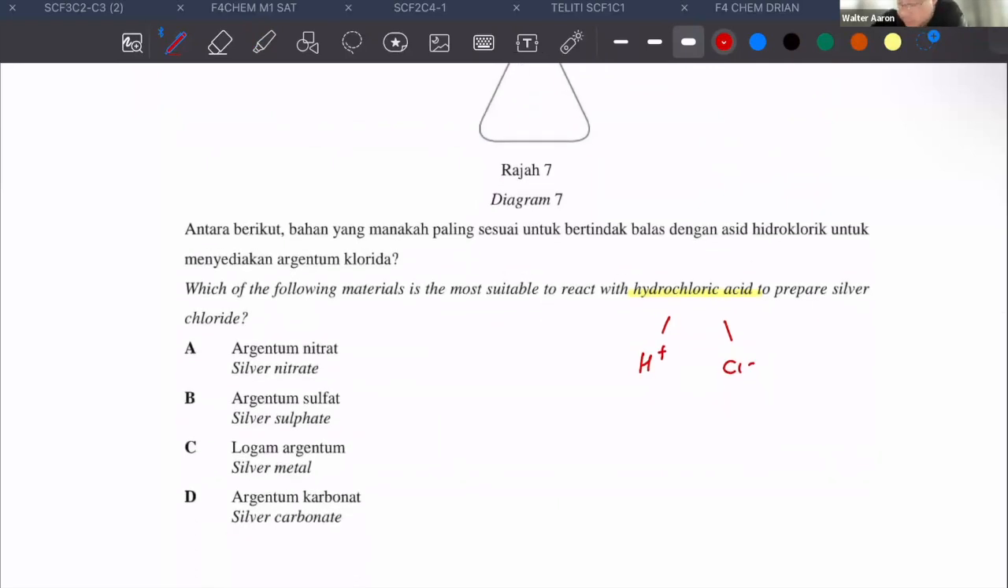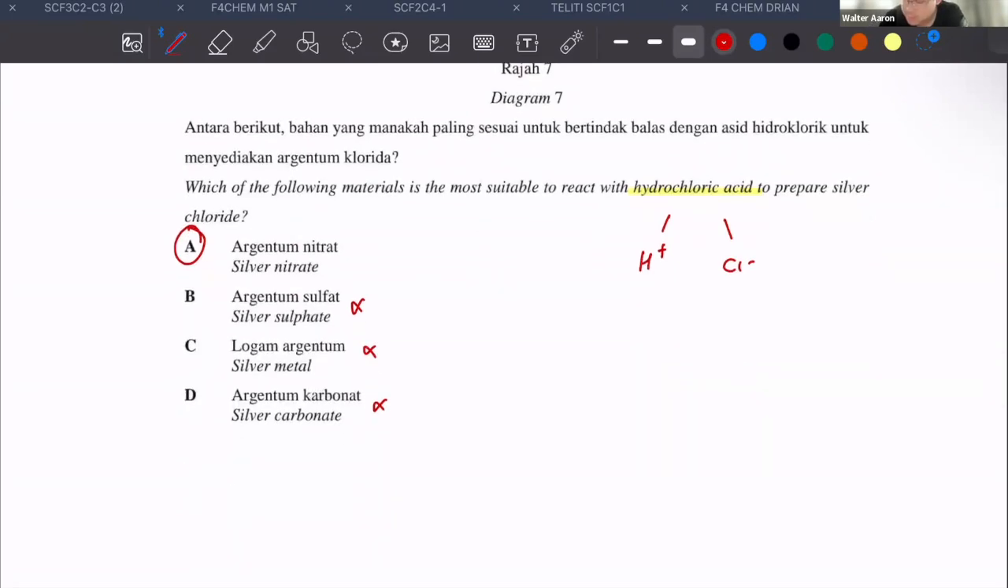Silver metal cannot dissolve in water, so cannot. Silver carbonate also cannot. Silver sulfate also cannot. So the only possible answer here is silver nitrate. Remember that all nitrates are soluble. It doesn't matter what nitrate, all nitrates are soluble. So you can use silver nitrate here to perform double decomposition with hydrochloric acid to produce silver chloride.